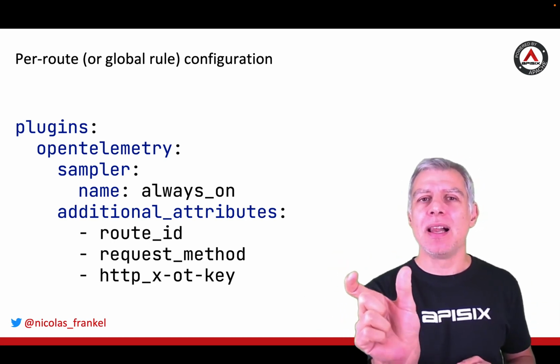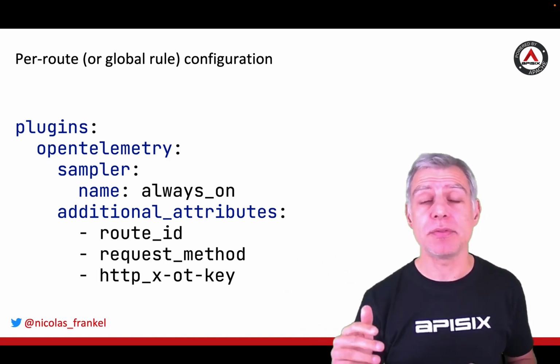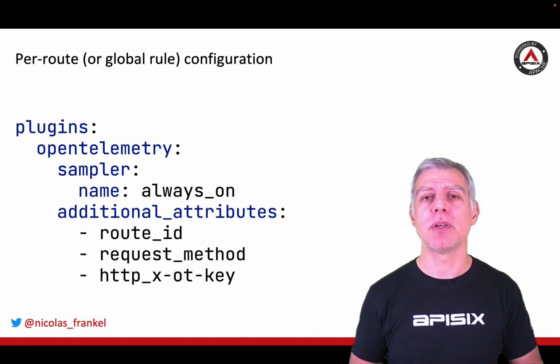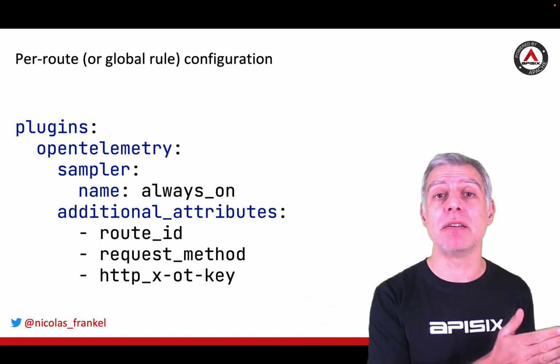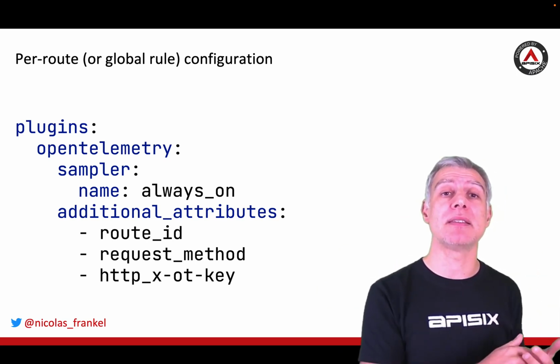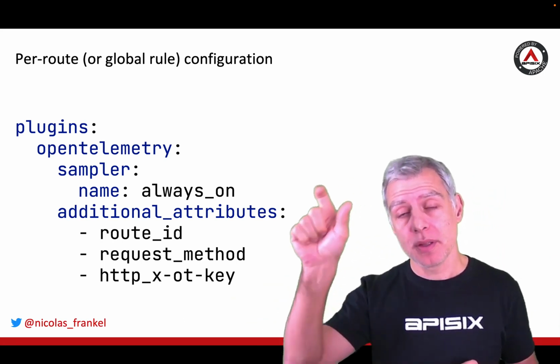And then you can log additional attributes. So here, for example, I decided for no reason, but for demo purpose, to have the route ID, the request method, and an additional header. So if I can pass through the clients some headers, they will be traced along the span.